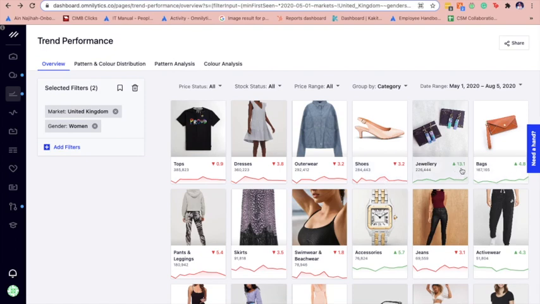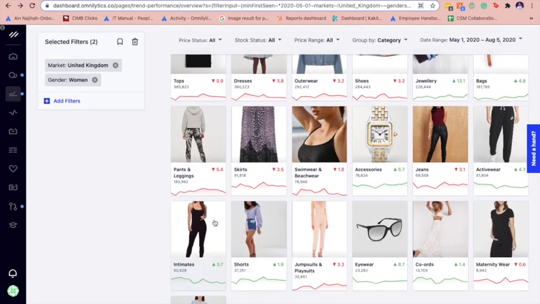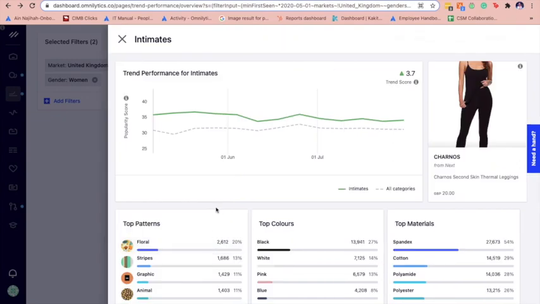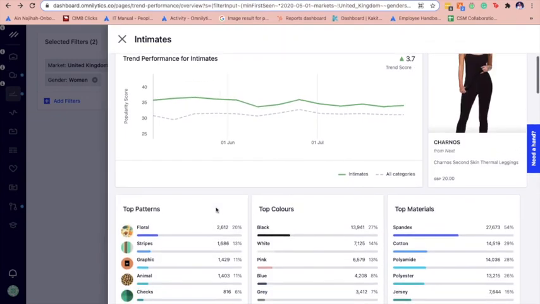In this example, we are looking at the overall trends of the women's category in the UK market. Let's analyze the uptrend for intimates by clicking into the product visual. A trend scoreboard will slide from the right to show you a more detailed analysis of the trend.